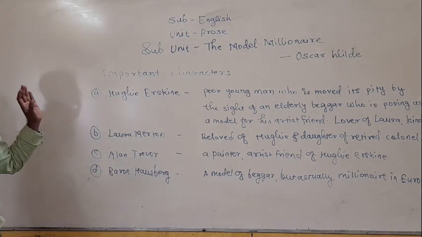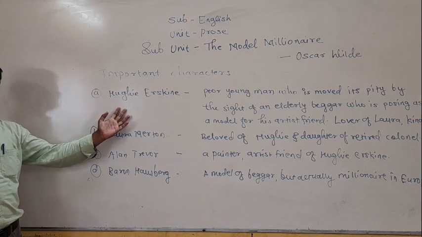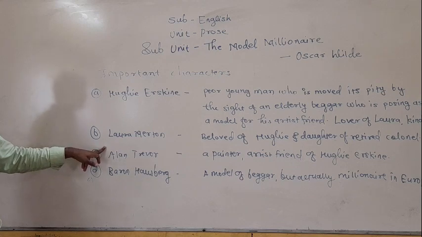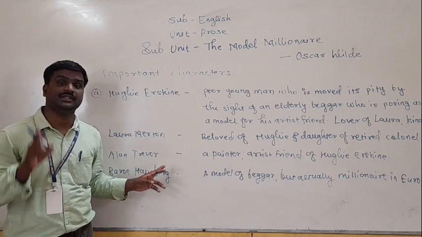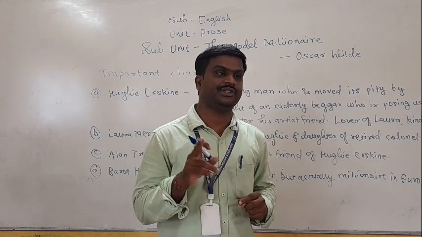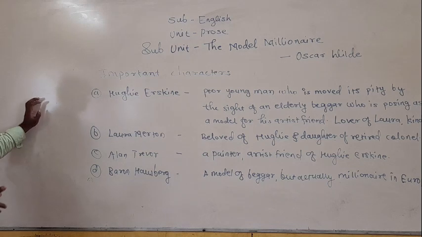These are the important characters of the story. First, Hughie Erskine, the protagonist, the lover of Laura Merton. Another character, Laura Merton, is the heroine of the story and the daughter of a retired colonel.